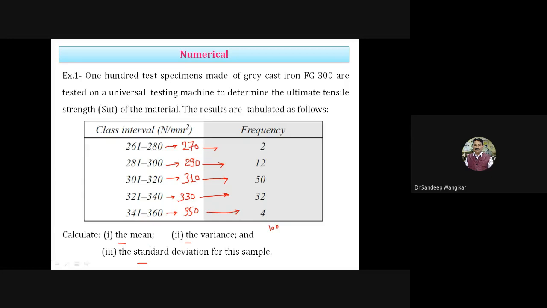Okay, friends, let us move ahead. We have to calculate the mean, the variance, and the standard deviation. So I have first taken a table. Here we have the class interval. I will say class mark, because I am not taking the interval, for understanding purposes. I have converted it.